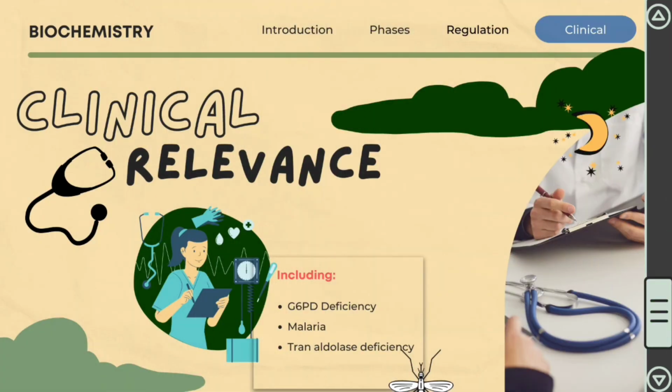Okay, lastly, we have here the clinical relevance. So we'll be further discussing G6PD deficiency, malaria, and transaldolase deficiency in the next pages, and how they become related to our main topic for today's lesson, which is the pentose phosphate pathway.